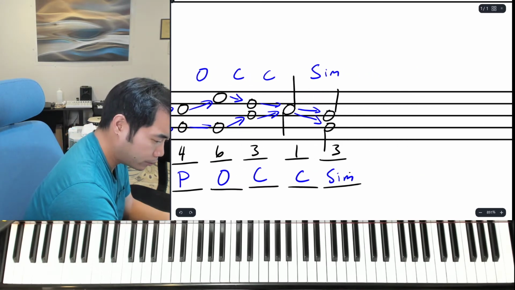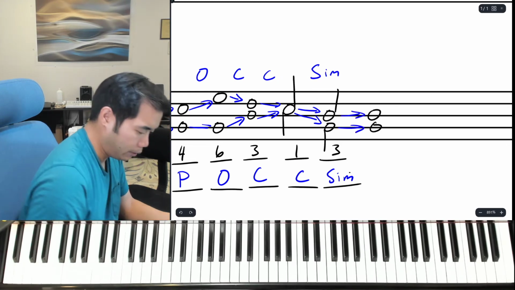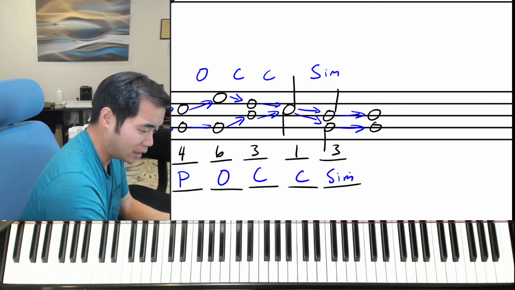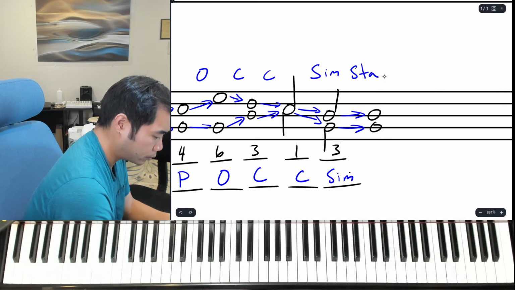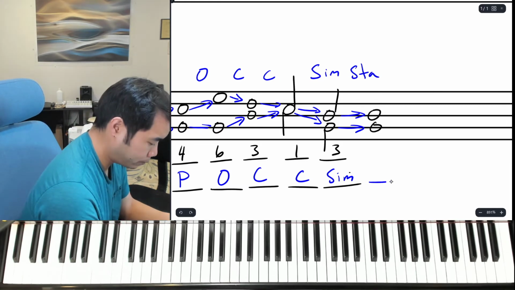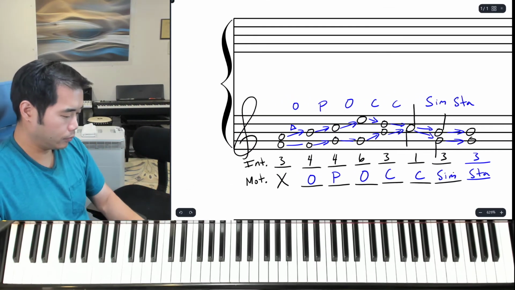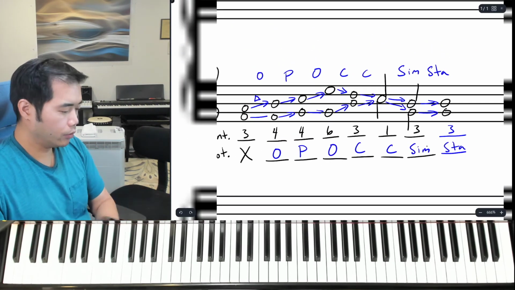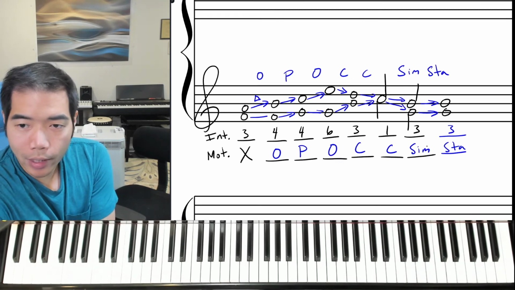And then let's say that now they stay the same. Both voices stay the same. This is static motion or stationary motion. I'll just put STA. And of course, the interval is still a third. Okay, so there's an example of the types of motions that we have.